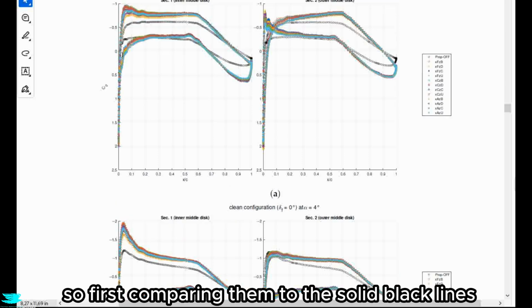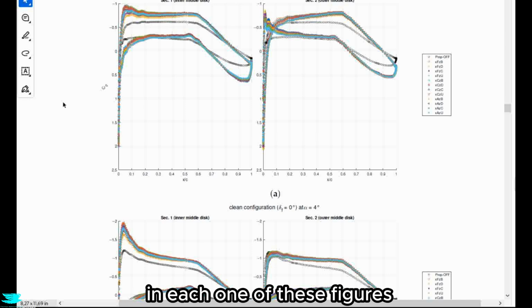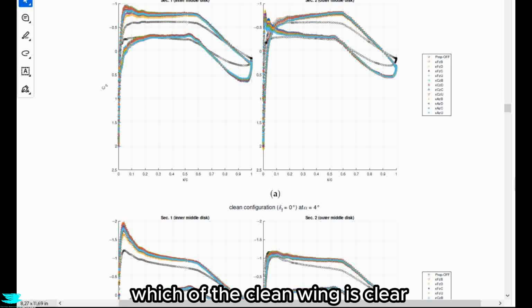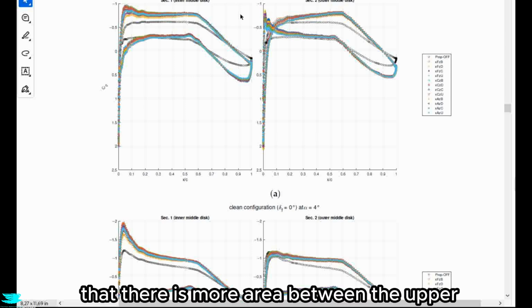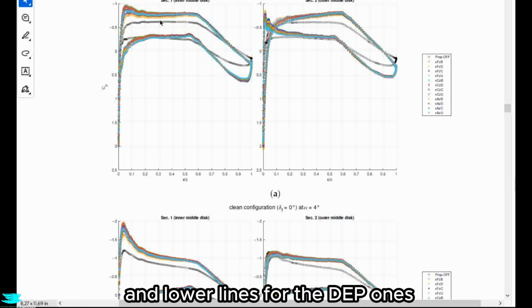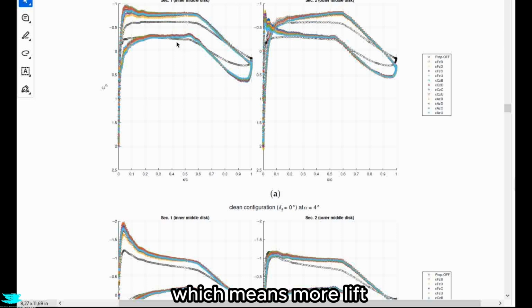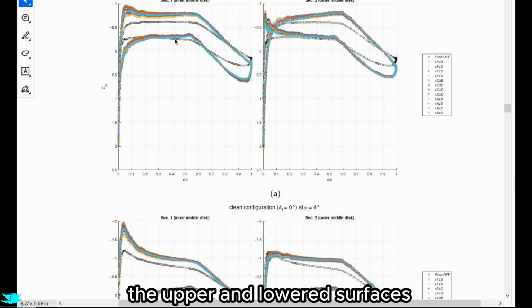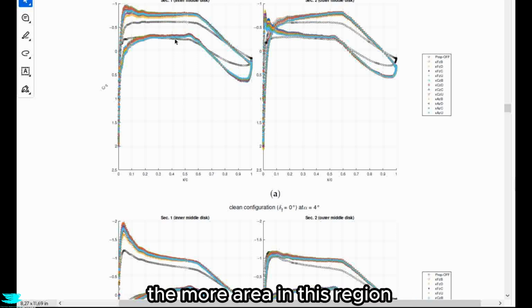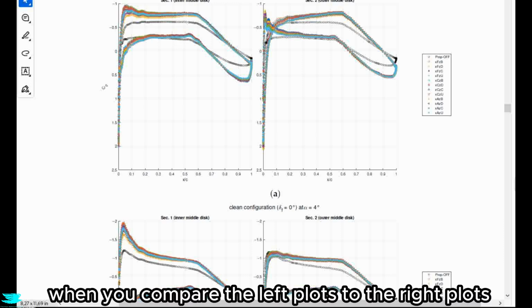So first comparing them to the solid black lines. You can see the solid black lines in each one of these figures, which are for the clean wing. It is clear that there is more area between the upper and lower lines for the depth ones, which means more lift. The greater these lines are spread, the upper and lower surfaces, the more area in this region, the more lift you're producing.